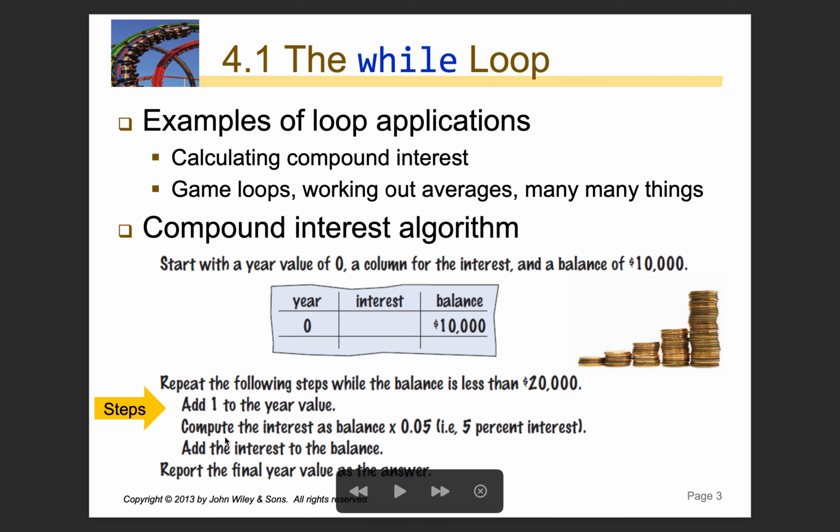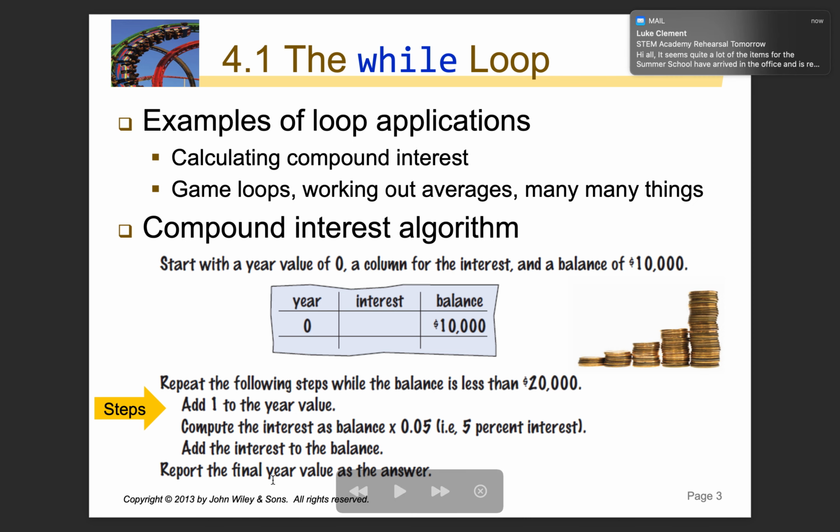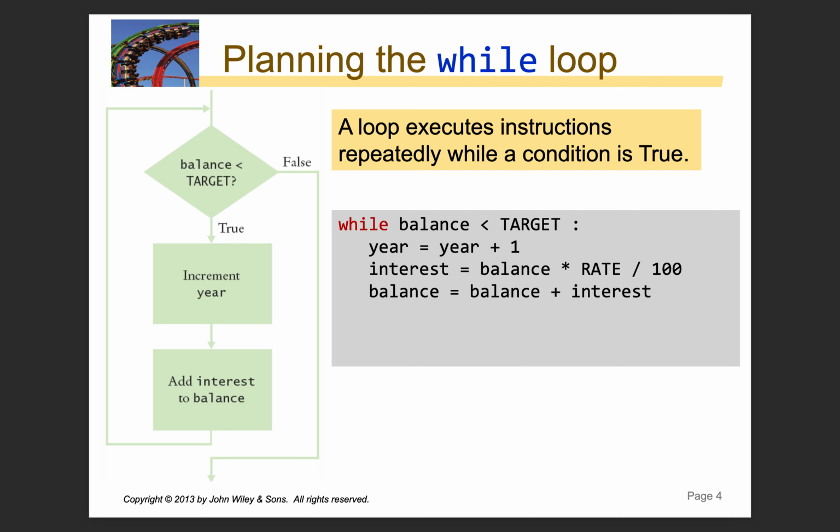Okay, this is going to repeat over and over and over again, these steps. We're going to repeat over and over and over again while our balance is less than $20,000. Once our balance is no longer less than $20,000, we're going to report the final year value as the answer, so the number of years it took us to get up to that $20,000. Okay, so here is kind of our planning of a while loop.